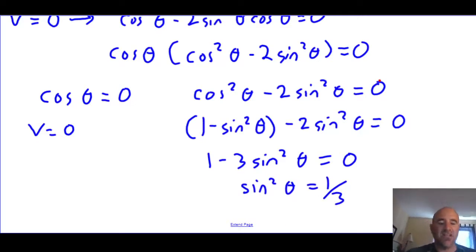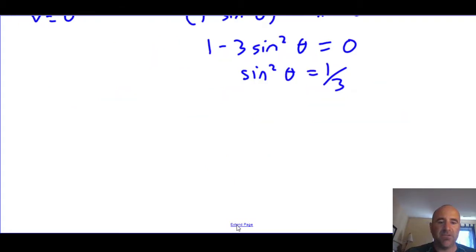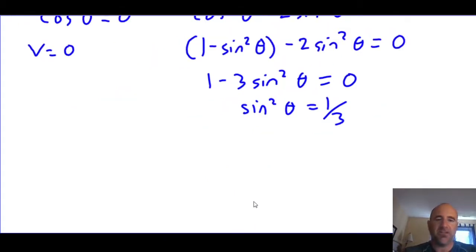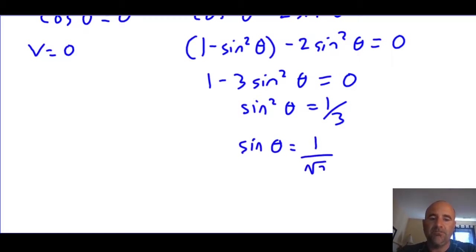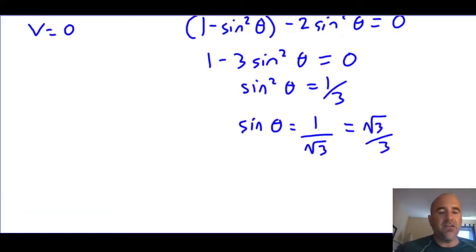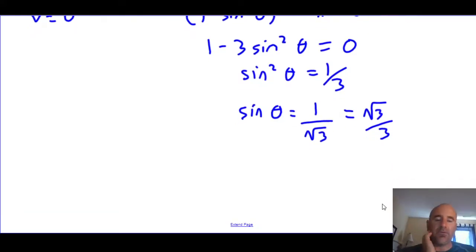Now notice the sine can't be negative here, not in this example. We can only have values of theta between 0 and pi over 2, where everything's positive. So sine theta is just equal to 1 over root 3, which is the same as root 3 over 3. So there we go. There's where our optimal value is going to be. We want sine theta to be equal to root 3 over 3.